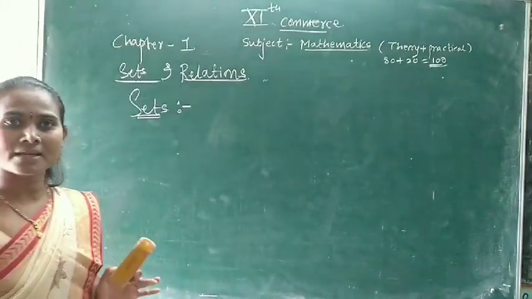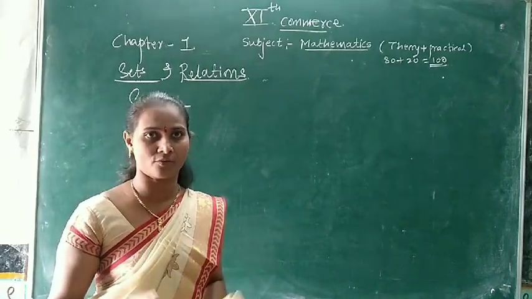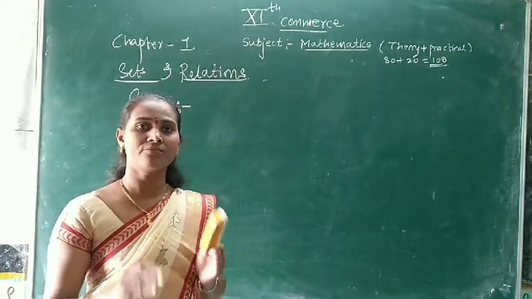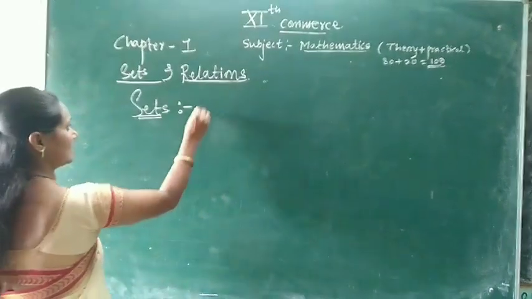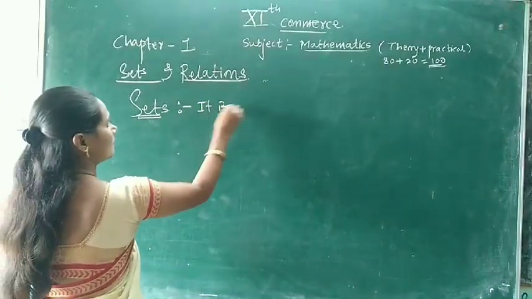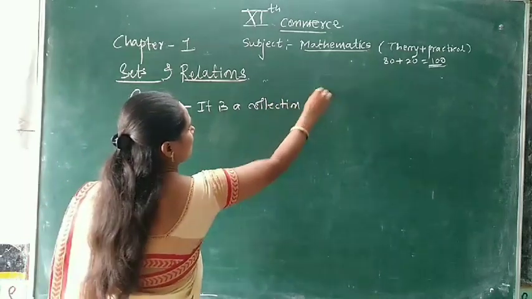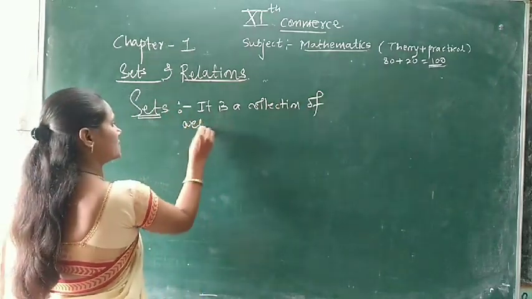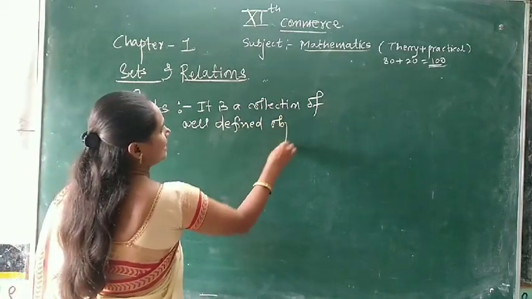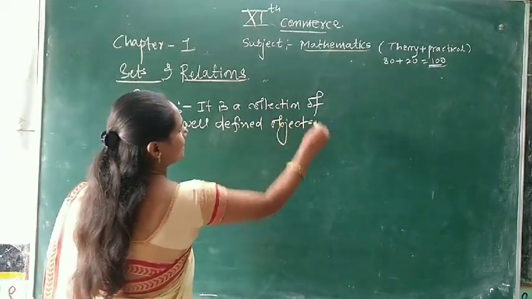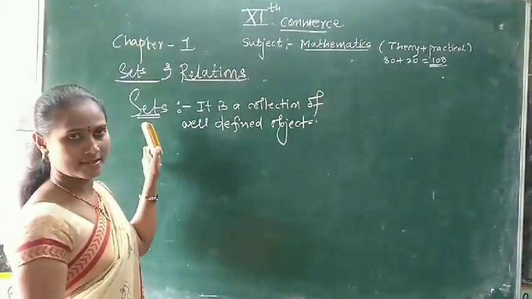So what is meant by a set? A set is nothing but a collection of well-defined objects. एखाद्या वस्तूंचा विशिष्ट असा समूह, it is called a set. It is a collection of well-defined objects. विशिष्ट अशा वस्तूंचा समूह, it is called a set.